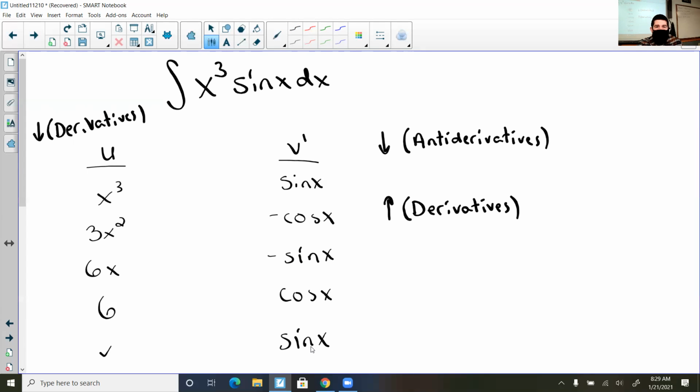If you're not sure or you started to get confused with what is what, remember to go back up this column would just be taking the derivative of each term. So the derivative of sine is cosine, the derivative of cosine is negative sine, the derivative of negative sine would be negative cosine, and the derivative of negative cosine is positive sine. You can always double check your antiderivatives by taking the derivative.